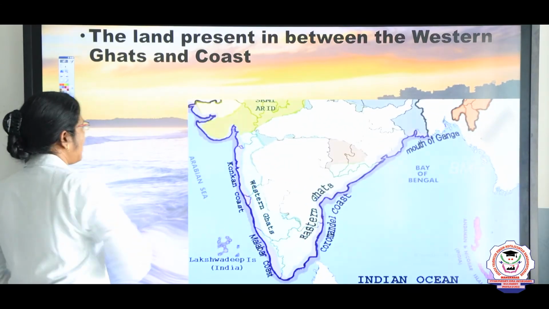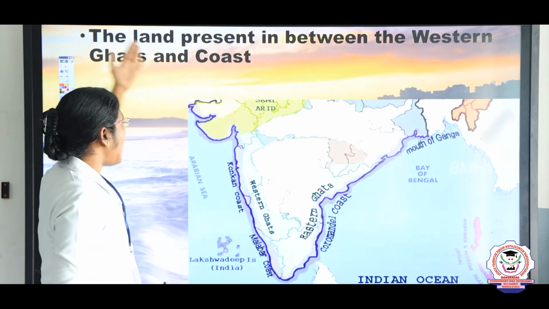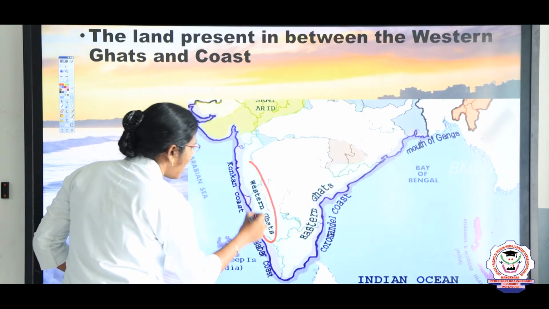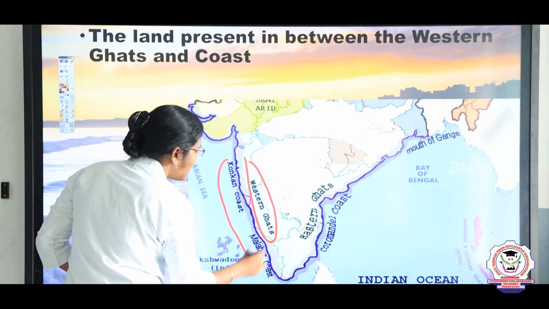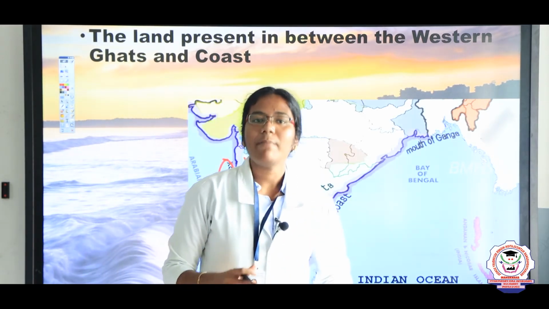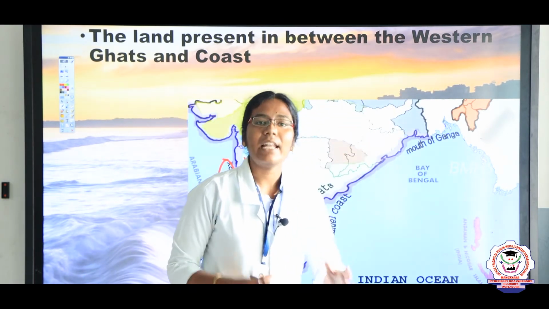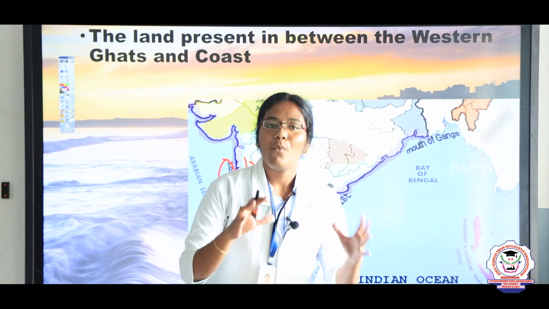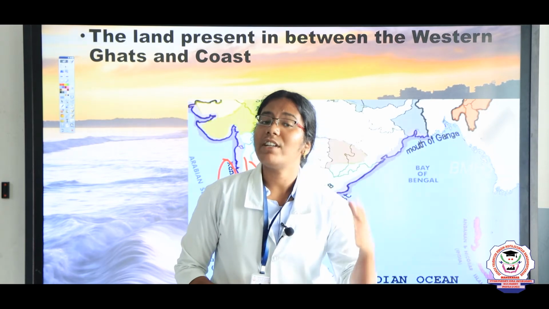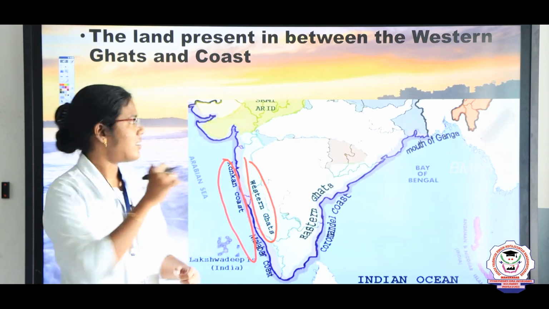First we see what is meant by Western Coastal Plain. The land which is present in between the Western Ghats and the coast is said to be the Western Coastal Plain.